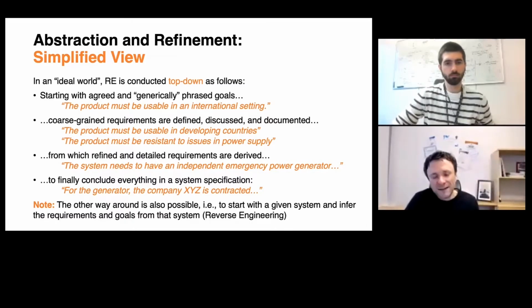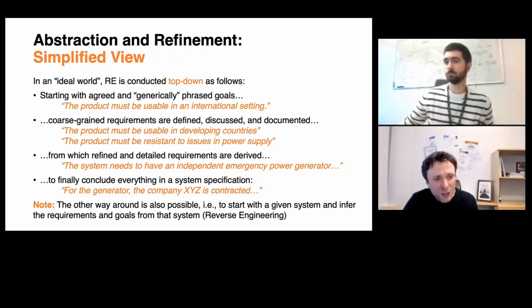Doing my, for example, elicitation workshops, I identify very generically phrased goals, like the system shall be secure, or here, the product must be usable in an international setting. And this I can then further refine over different levels of abstraction, for example, to coarse-grained requirements, where I can say, for example, the product must be usable in developing countries, where I have, for example, some issues in my power supply or some issues in my digital infrastructure.